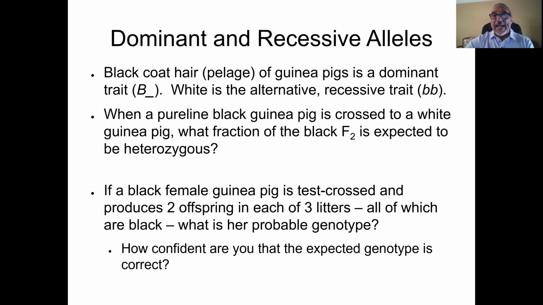We're talking about black coat hair or pelage of guinea pigs. Black is dominant to white. White, being recessive, is only expressed with the homozygous small b genotype. And notice the way that the question is phrased. When a pure line black guinea pig is crossed to a white guinea pig, what fraction of the black F2 is expected to be heterozygous? Now think about it for a minute. First of all, you're given the original parents.